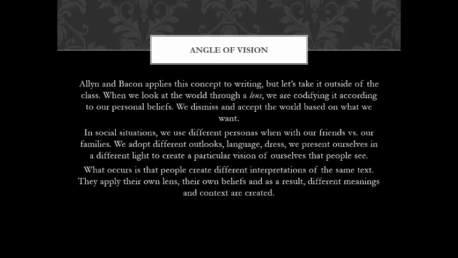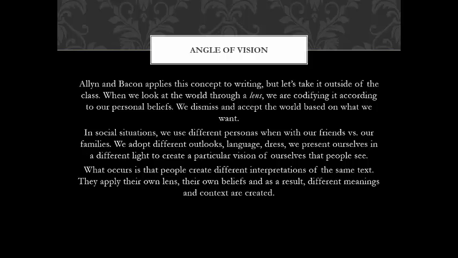So to get to the angle of vision, Allen and Bacon, they apply this to writing, but taking it outside of the class, let's look at the angle of vision as it modifies our personal beliefs. So when we're in social situations, we use different personas when with our friends versus our families. We adopt different outlooks, and we present ourselves in different ways. And the reason why we're doing this is because we know that there are some things we can talk about with friends, but some things we cannot talk about with our parents.